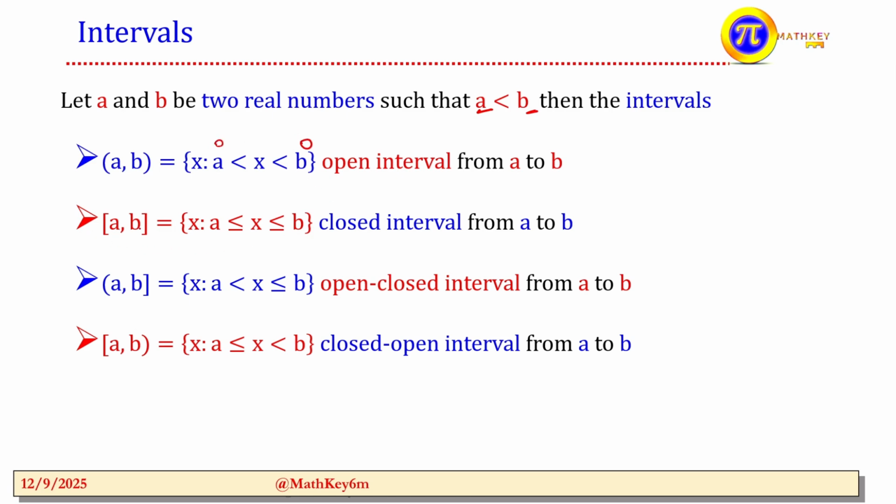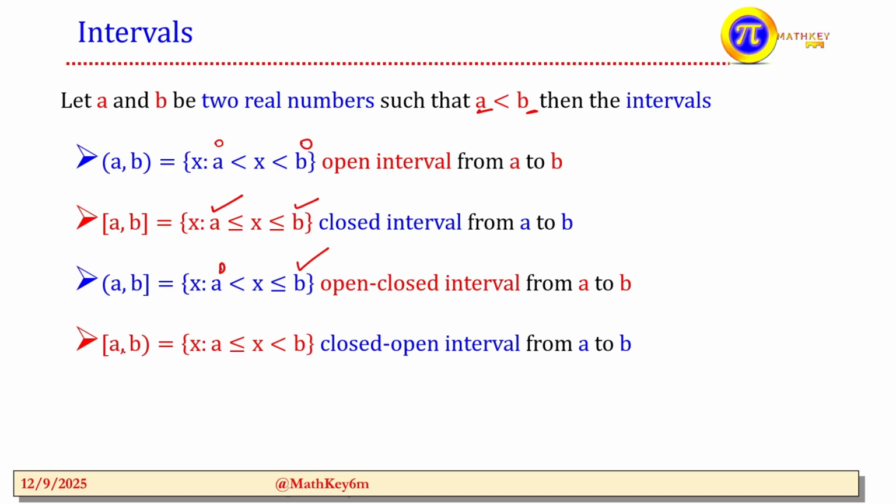Similarly, if this a to b is a closed bracket, in that case, the value x between a and b includes a as well as b. In case we consider the third one, an open interval a, b including b, it includes the boundary b and all elements between them, but doesn't include a.